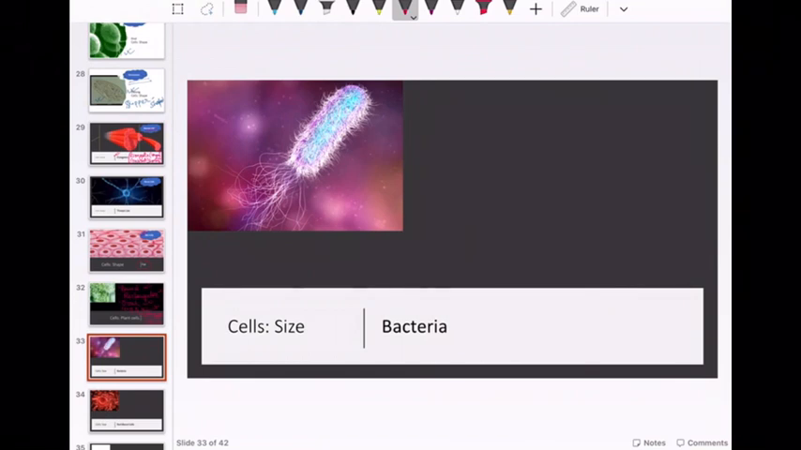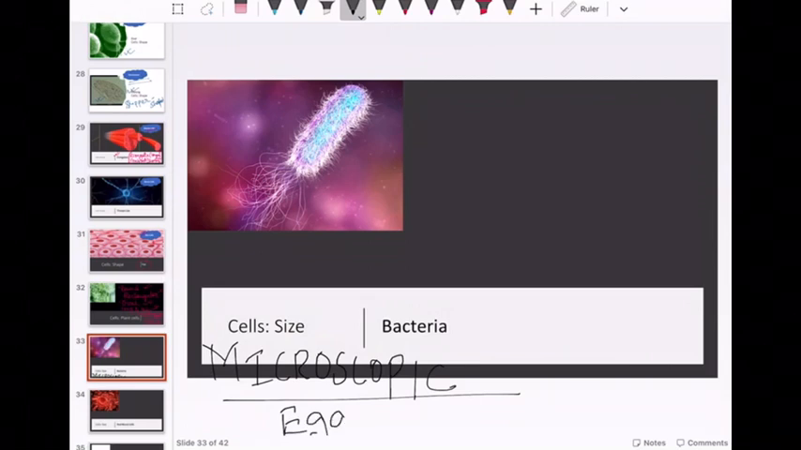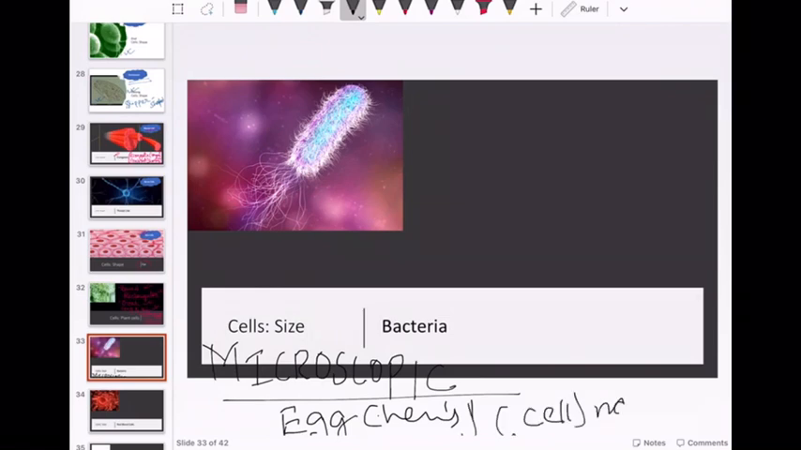Next we move on to our today's topic, size. The size of a cell is, in one word, microscopic. Except for the eggs that you eat, the hen's egg that you eat, which is one cell that you can see with the naked eye. The rest of the cells are all microscopic.